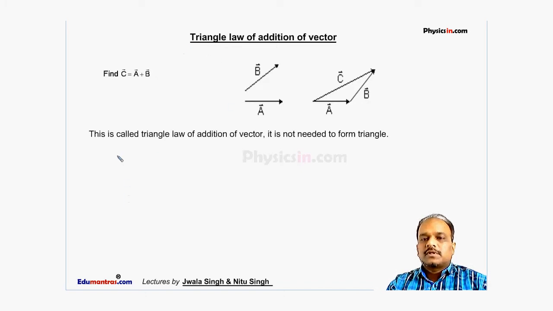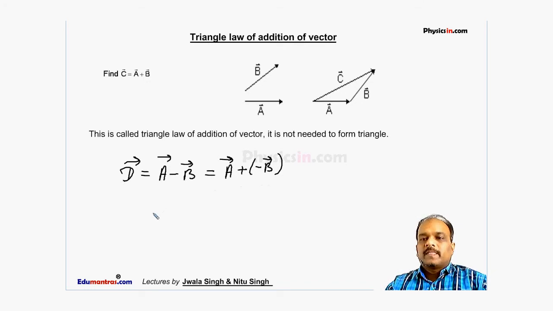Suppose this is vector A. So I will write vector D, which is equal to vector A minus vector B. So subtraction of two vectors is nothing. This can be written as A plus minus of vector B. So subtraction of two vectors is also like addition with a positive vector and a negative vector.